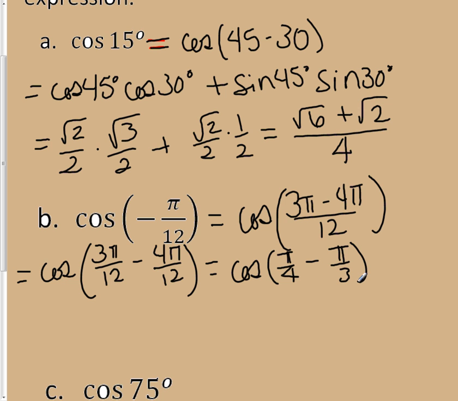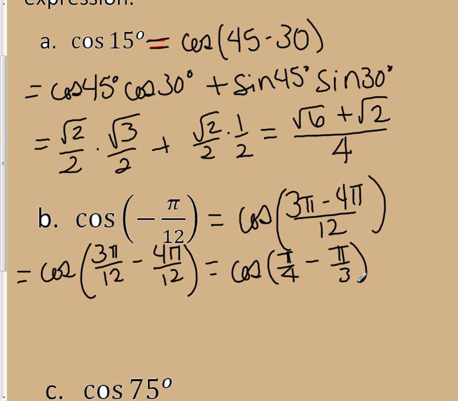Now you're thinking, why did you choose those? Well, you can see why I chose them. However, if I would have chosen 4 pi over 12 minus 5 pi over 12, the 4 pi over 12 would have reduced, but the 5 pi over 12 would not have reduced. So I needed to choose multiples of 12 that would have reduced to something we know.